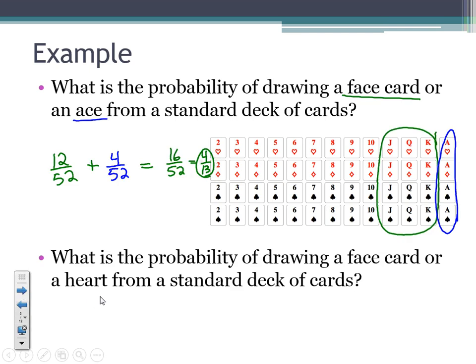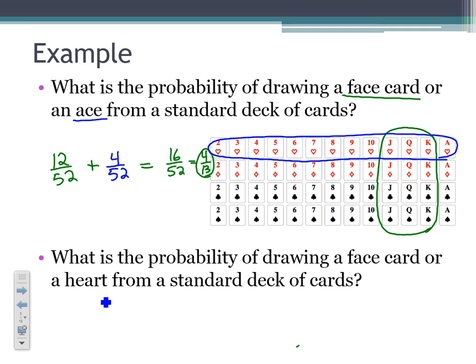All right, what if we were asked, what is the probability of drawing a face card or a heart from a standard deck of cards? Let's go about it the same way to begin with, okay? So again, we want the face cards. So I'm going to erase this blue circle, leave the one in green there. All right, so here's our area representing the face cards. And then this time we want to find or a heart.